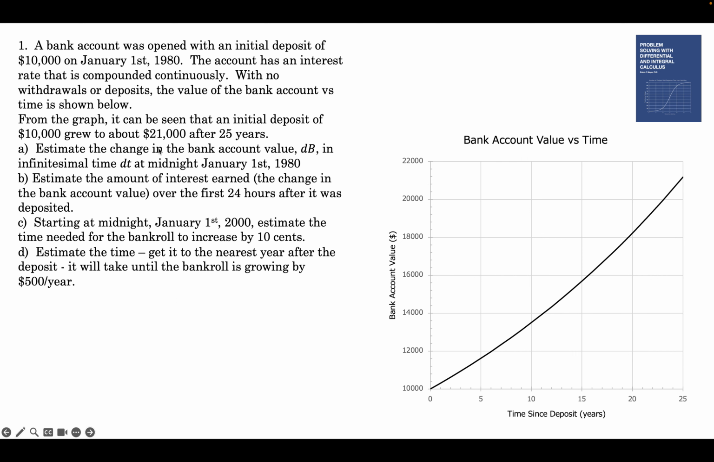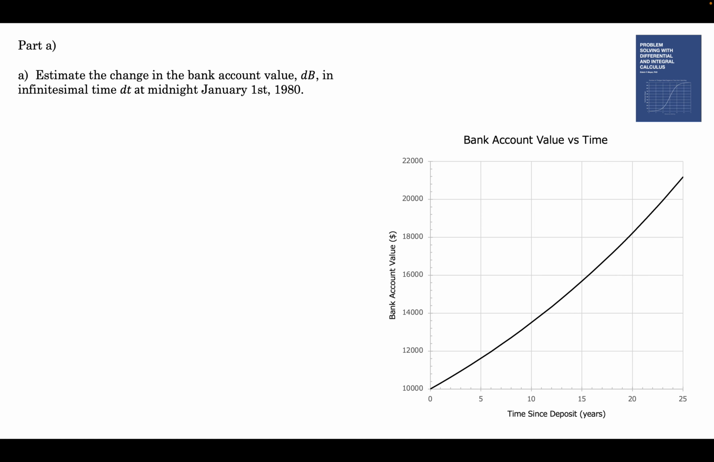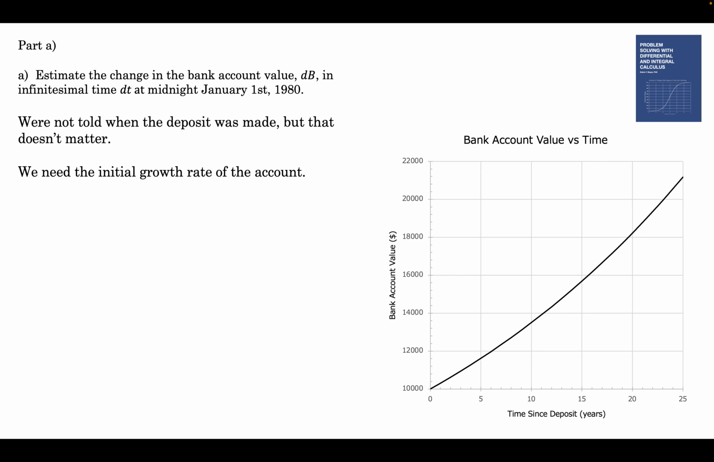Part A, estimate the change in the bank account value dB in the infinitesimal time dt at midnight, January 1st, 1980. Let's focus on that one. What is dB at midnight, the day after it was deposited? We're not told when it was made, but it doesn't matter, because the slope of this line, from 0 to 1 year, is pretty constant. So whether it was 10 hours, 8 hours, doesn't matter.